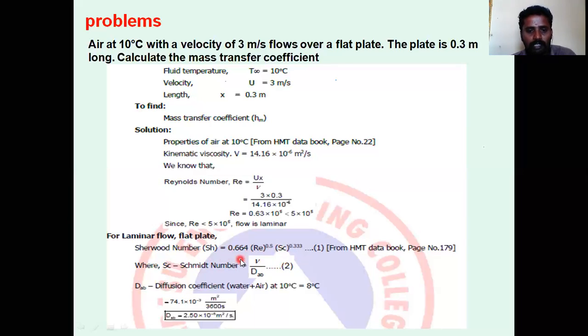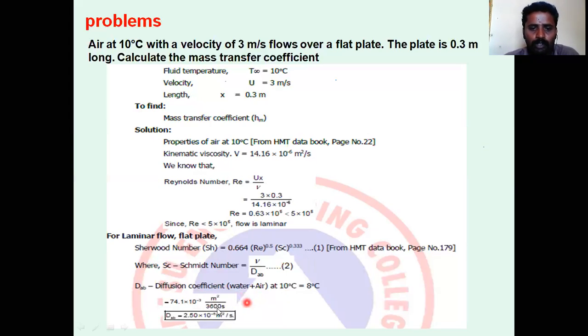This is the average Reynolds number, not a local Reynolds number. The Sherwood number here is the average Sherwood number. Sc is the Schmidt number, which means nu by DAB. Here the DAB value is not given. From the data book, the diffusion coefficient of water plus air at 10 degrees Celsius is given on page number 187. Or the diffusion coefficient may also be given in the problem.